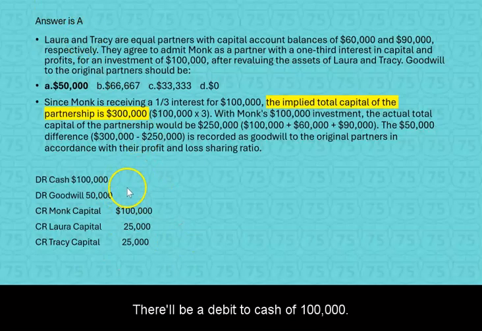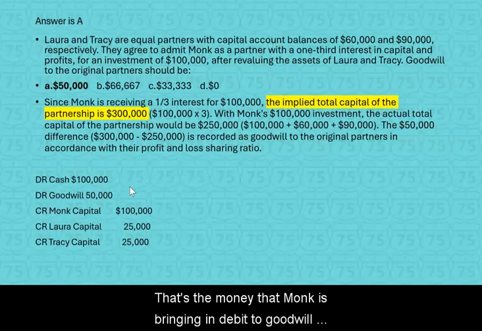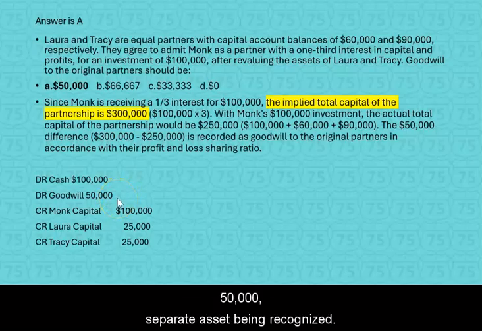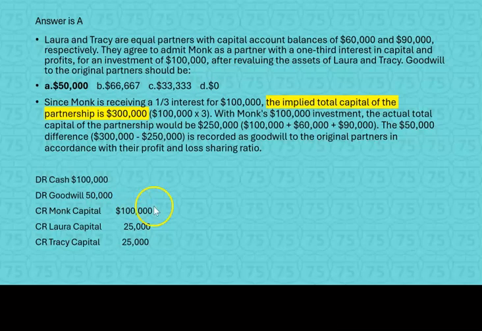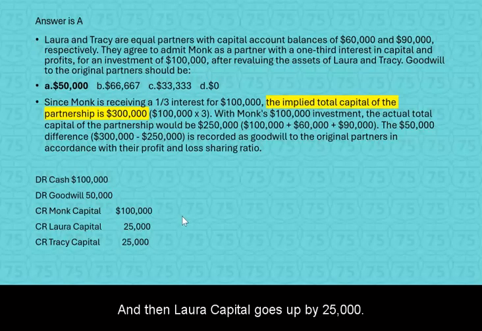There'll be a debit to cash of $100,000. That's the money that Monk is bringing in. Debit to goodwill on the partnership books, $50,000, a separate asset being recognized. And then Monk capital, $100,000. And then Laura capital goes up by $25,000 and Tracy capital goes up by $25,000.